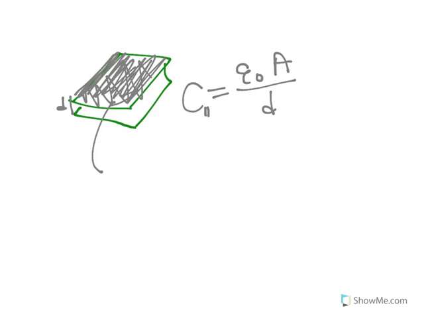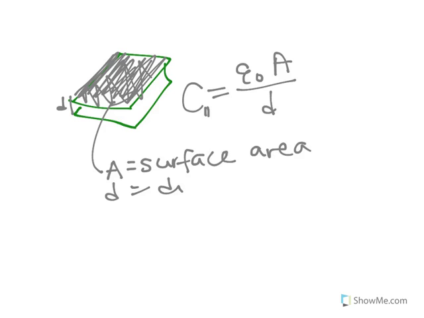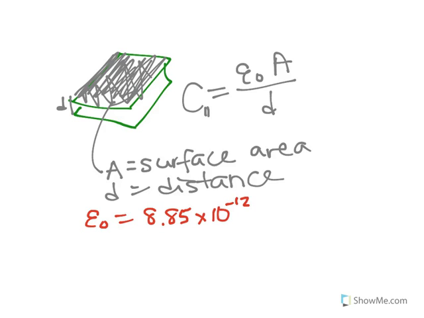So just to clarify again, A in this formula represents the surface area of one plate, and D is equal to the distance between the plates. Now you may be wondering what epsilon naught is, and it's really just a constant. The value of this constant is about 8.85 times 10 to the negative 12th power, and the units are farads per meter.